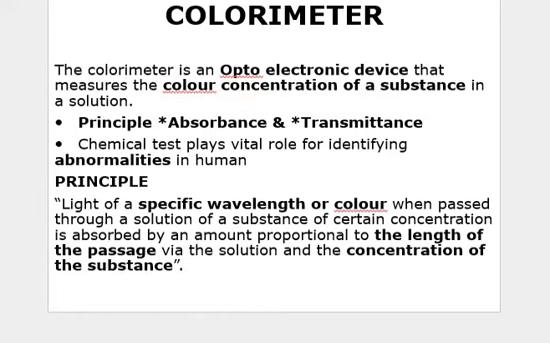Absorption occurs when there is a very high contrast in colors. When the colors are similar, we can see the transmittance. Similar in the sense that if the concentration is very low, we find the transmittance, and if the concentration is very high, we see the absorption. What is the principle behind this?